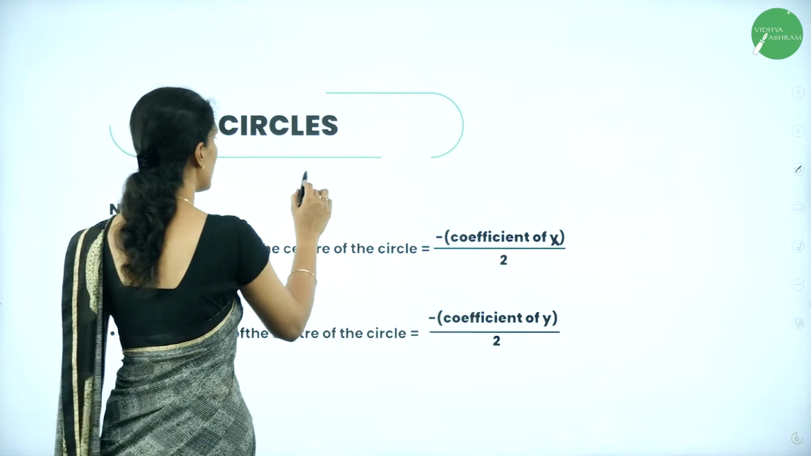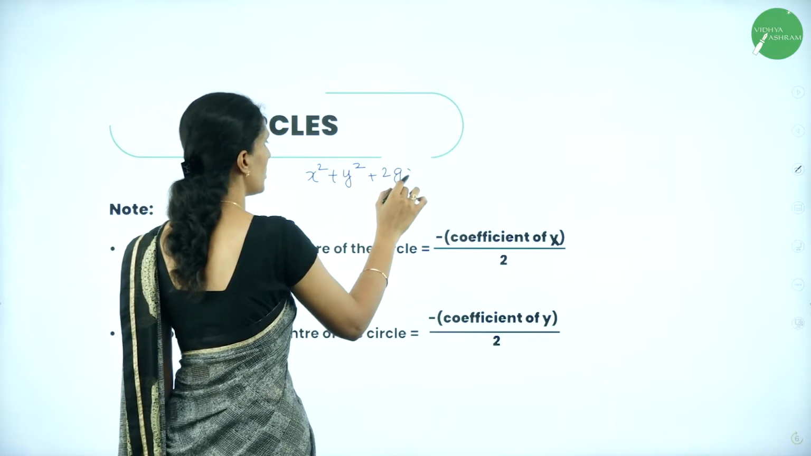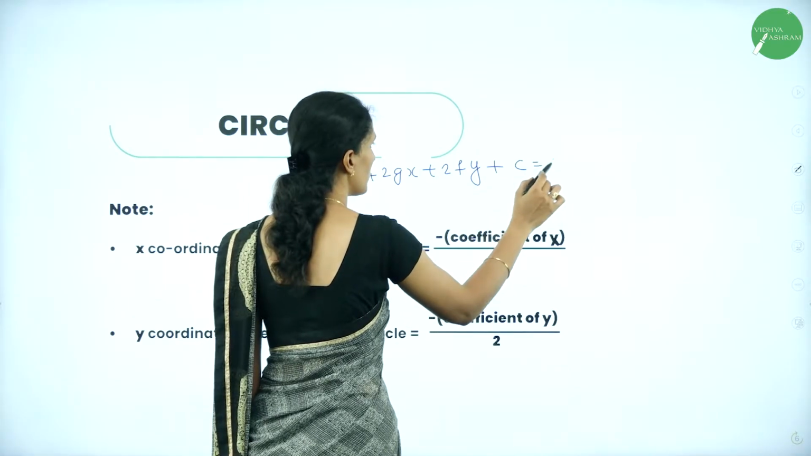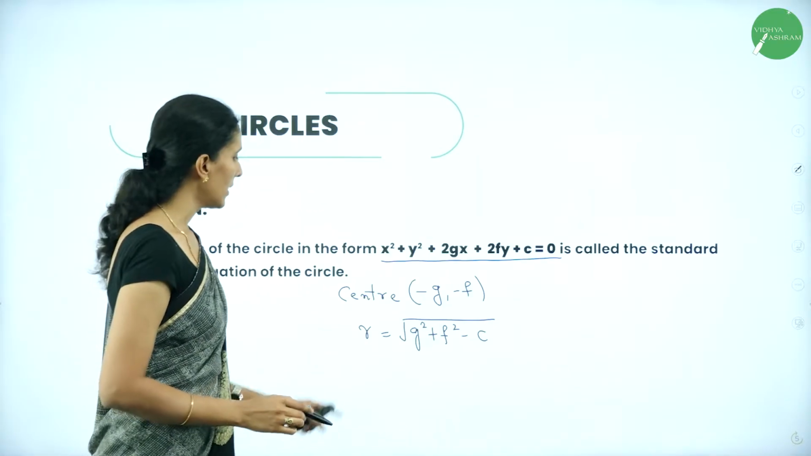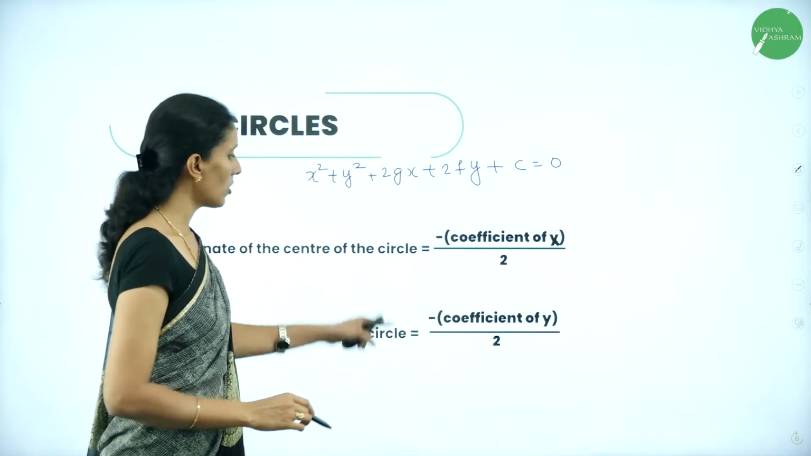We know that the standard form of the equation is x² + y² + 2gx + 2fy + c = 0. So I already said the center is always given by (−g, −f). We can also find this.